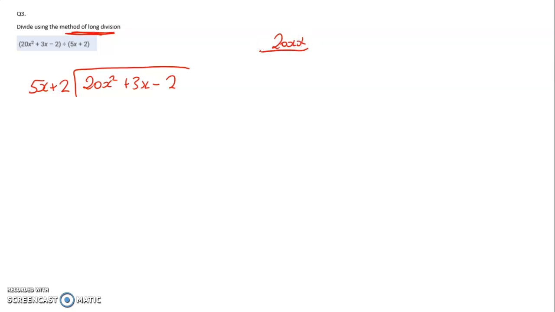Question 3, divide using the method of long division. Because it specified you had to use the method of long division, 5x plus 2 goes outside, and inside the bus stop is 20x squared plus 3x minus 2. So 20x squared divided by 5x. 20 divided by 5 is 4, x and x cancel, 4x. 5x by 4x is 20x squared, 2 by 4x is 8x.